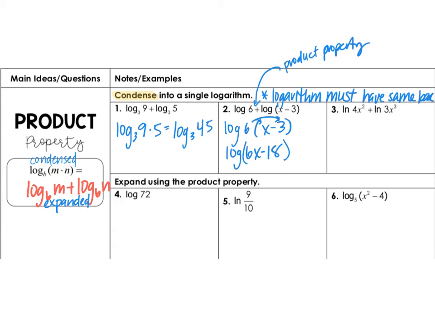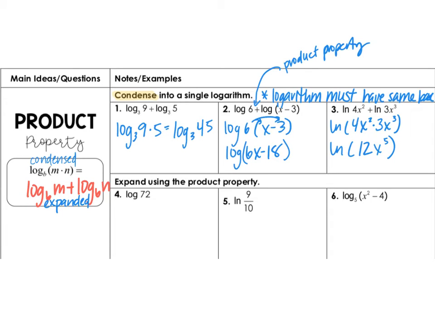And then finally here we have natural log 4x squared plus natural log 3x cubed. Natural logs both have a base of e, so we know they have the same base. This has a plus, so we know we're using the product property. So this becomes natural log of 4x squared times 3x cubed. We multiply 4 times 3, which is 12. And when we're multiplying the same variable, we add exponents, so that's going to be x to the 5th.